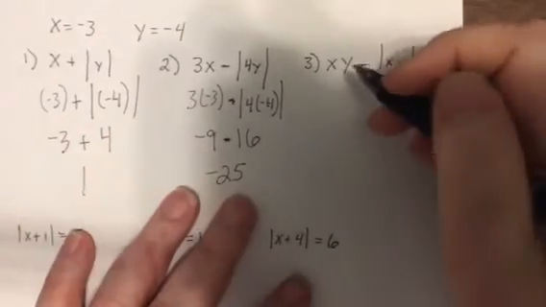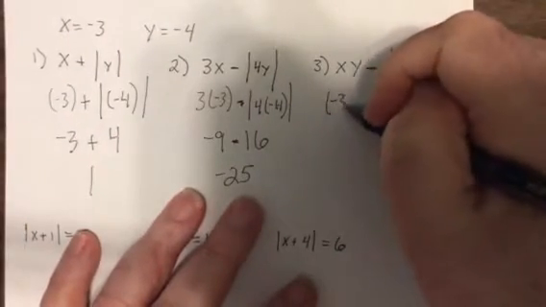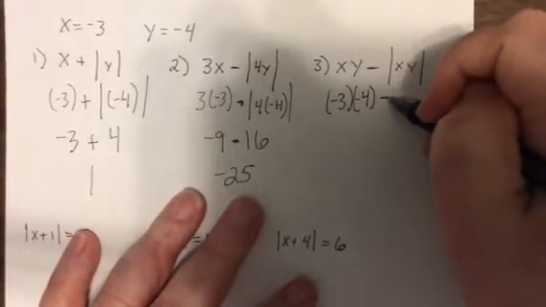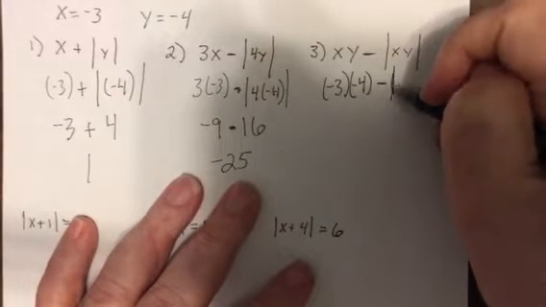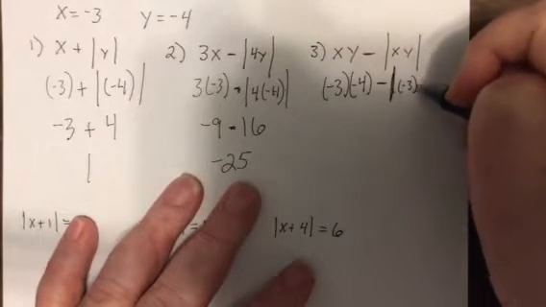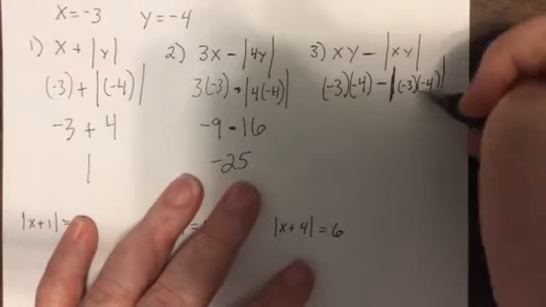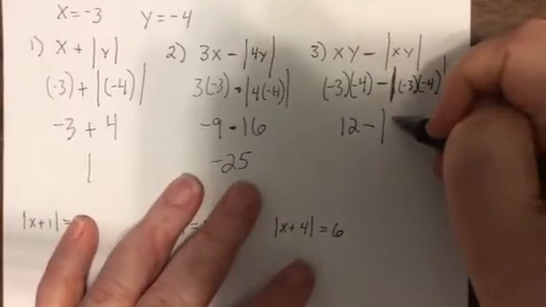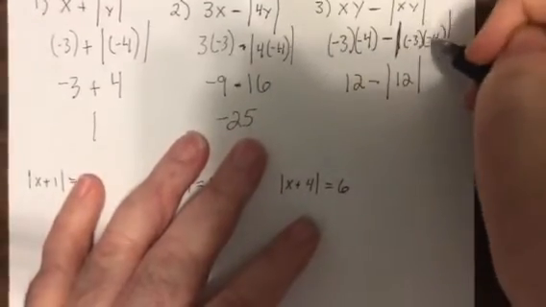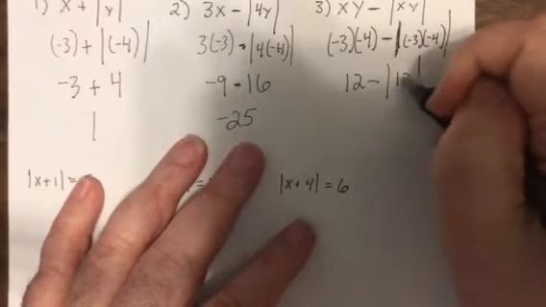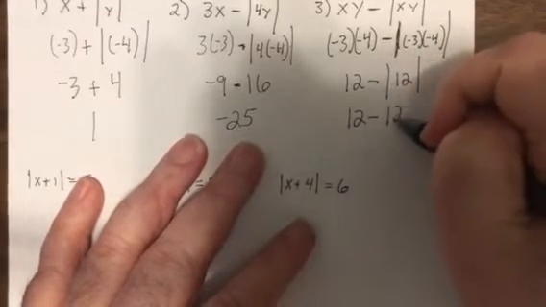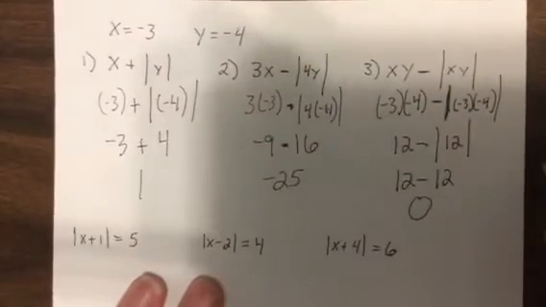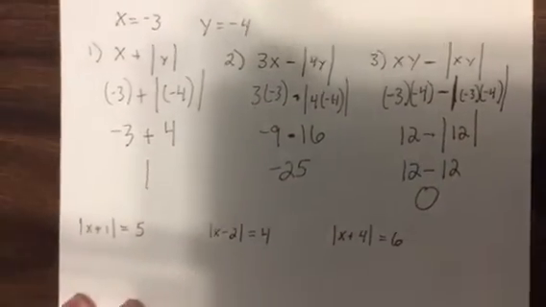Sorry about that. So this one, you'd have -3 times -4 when they're right next to each other. That means multiply. Minus absolute value, -3 times -4. So this would be 12 minus the absolute value of 12, because two negatives make a positive. And then absolute value, that means positive, so 12 minus 12, anything minus itself is 0. So to me, this is review. We've done this, just these are a little bit more involved.